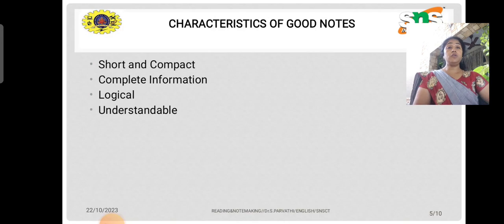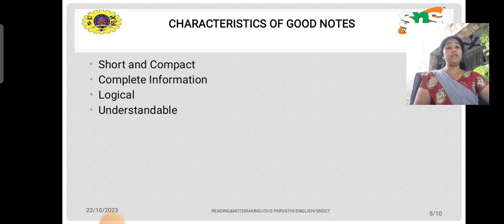And look at this, characteristics of good notes. Which are the good notes? Short and compact. You need not write 3 to 4 pages of note making, or just keep on writing something.